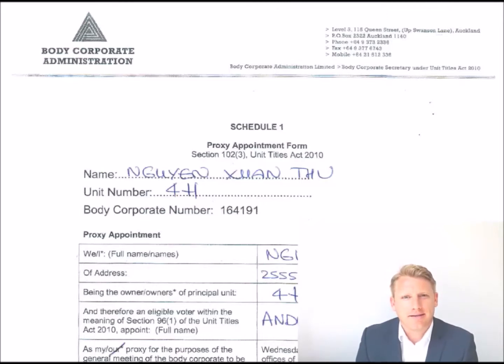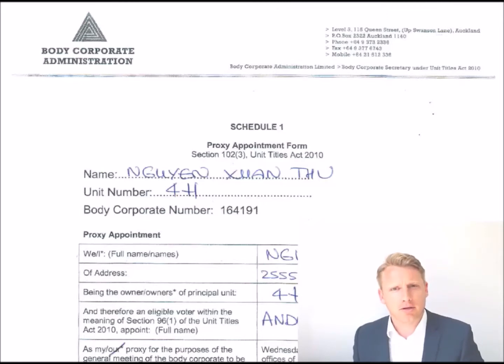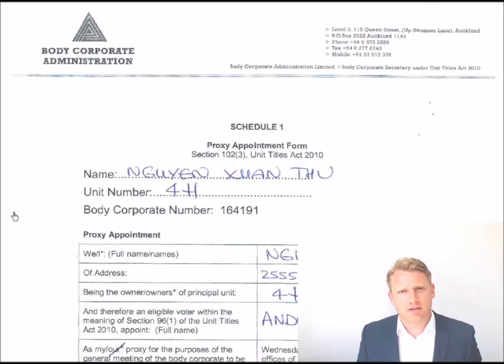your say at an annual general meeting, which is the meeting that discusses each year what's happening with your apartment complex and your apartment. Okay, so a proxy form is a way of you being able to have your say when you can't attend the annual general meeting of your apartment complex. And there are two forms of which this can be done.